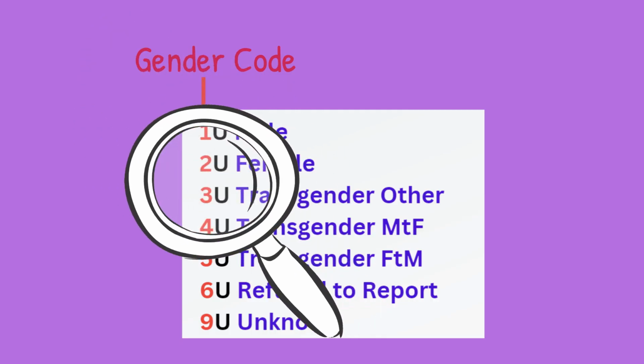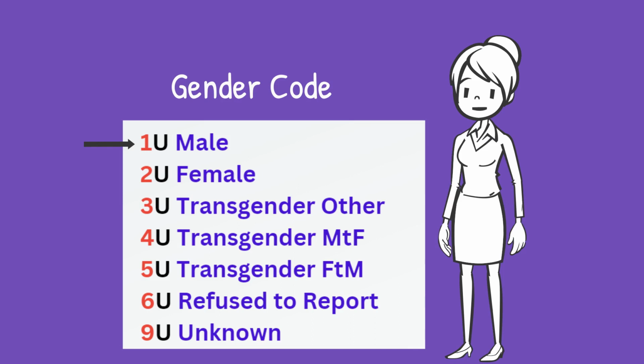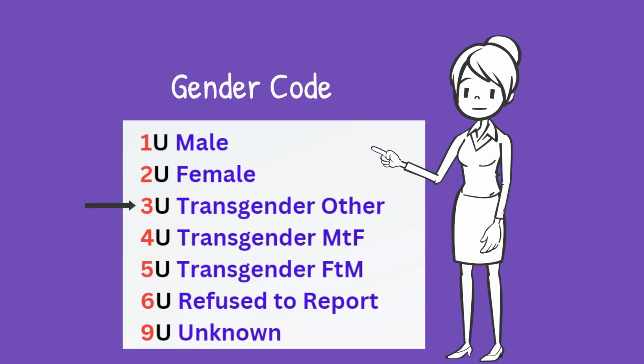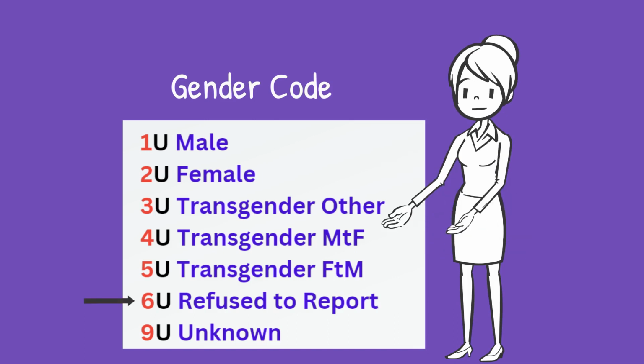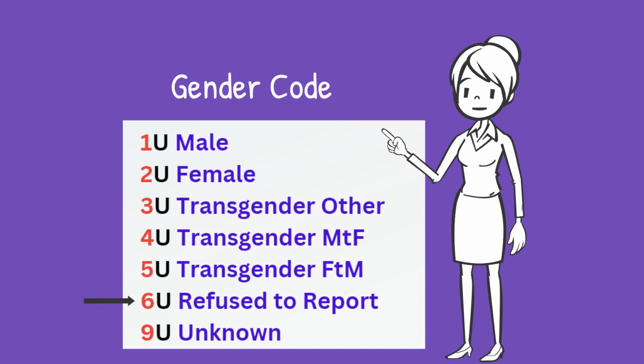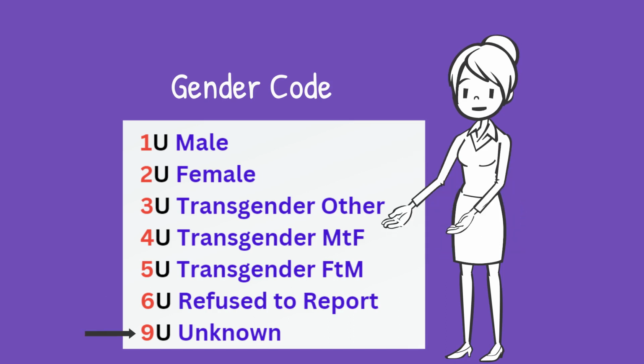Let's inspect what the gender code is all about. A 1 communicates that a client is a male. A 2, a client is a female. A 3 indicates transgender other. A 4 states transgender male to female. A 5, transgender female to male. A 6 indicates that a client refused to report. And a 9 means the client selected unknown.